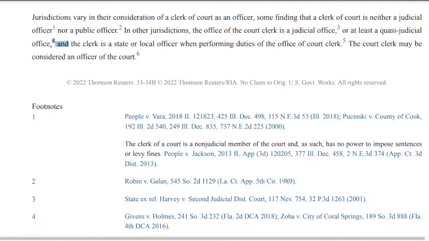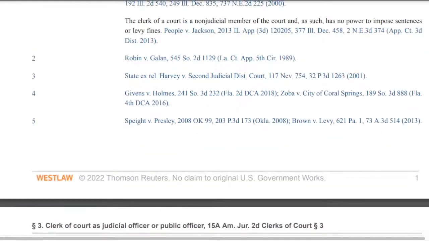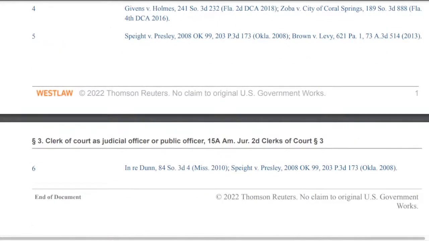Okay. And the clerk is a state or local officer when performing duties of the office of the court clerk. The court clerk may be considered an officer of the court. So when they're doing the duties, 2013 Brown versus Levy back there in Pennsylvania, and the other one was Mississippi 2010 and Oklahoma 2008.